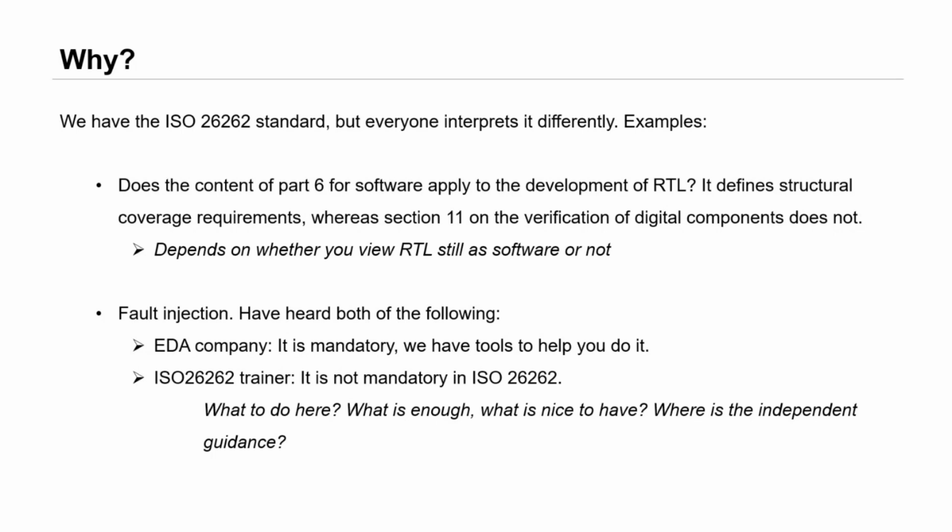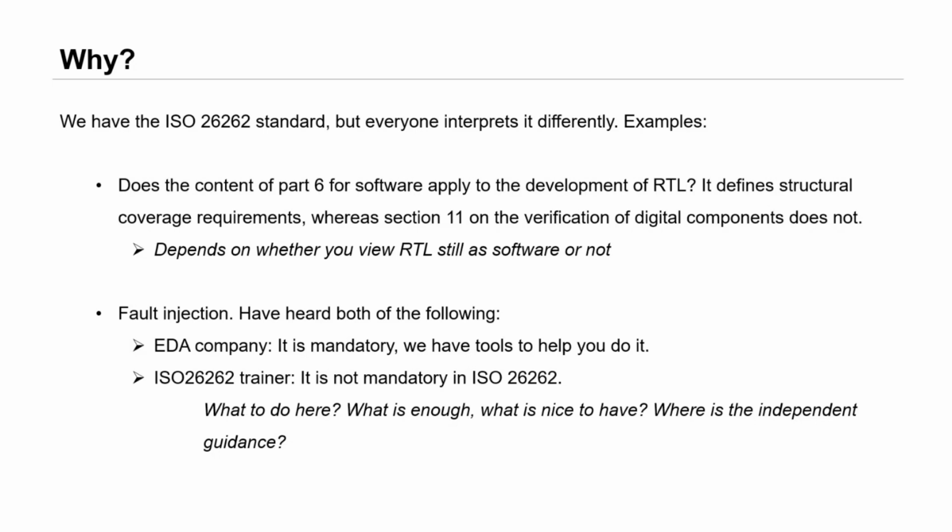And here are some examples that I've come across over the years. So if you're trying to work out what you want to do for verification, and you are looking around for what metrics do you need, if you go to part 6, which is for software, it defines structural coverage requirements. Whereas if you go to section 11 on the verification of digital components, does it? It simply doesn't, not at all. So the question is, do these apply to you when you're doing your verification or not? And it depends on whether you view RTL as a kind of software development or not. And different people will give you a different answer depending on what their viewpoint is.